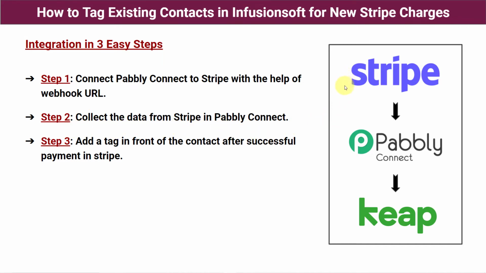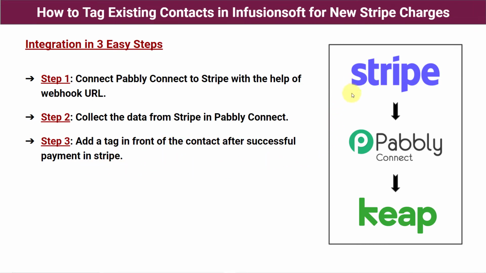So we will do a payment on behalf of our customer who is already added as a contact in Keep, and as soon as we do a payment on behalf of that customer, I want the details of that customer to be captured in Pabbly Connect. So step number 2 says the same, and step number 3 says add a tag in front of the contact after successful payment in Stripe.